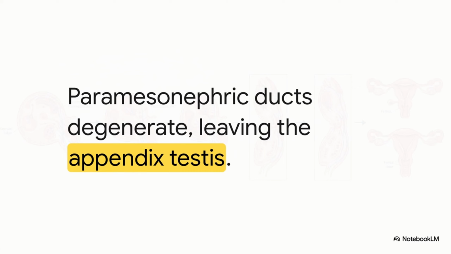So what happens to the paramesonephric ducts in the male? Well, because of that Mullerian inhibiting substance we talked about earlier, they degenerate almost entirely. But there is one absolutely critical exception you have to know. A tiny, tiny portion at their extreme cranial end actually persists. This remnant is known as the appendix testis. You've got to be able to differentiate this clinically and anatomically from the appendix epididymis we just looked at. Just remember, the appendix testis is a Mullerian remnant, while the appendix epididymis is Wolffian.